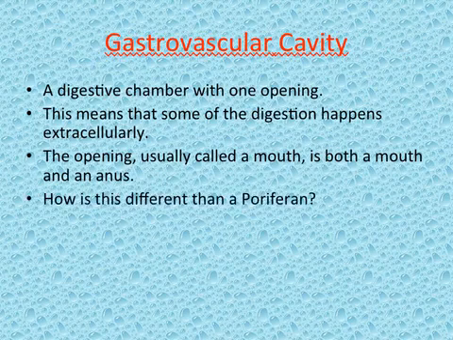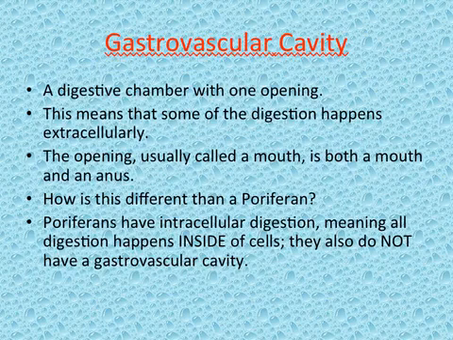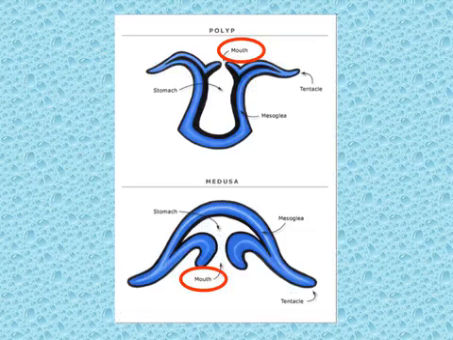So how is this different from a porifera? Porifera have intracellular digestion, meaning all digestion happens inside of cells. They also do not have a gastrovascular cavity. So that's an advancement in cnidarians. There's their mouth. So food will come into the mouth. Some of it gets digested in the cavity here, and then whatever's left will exit.